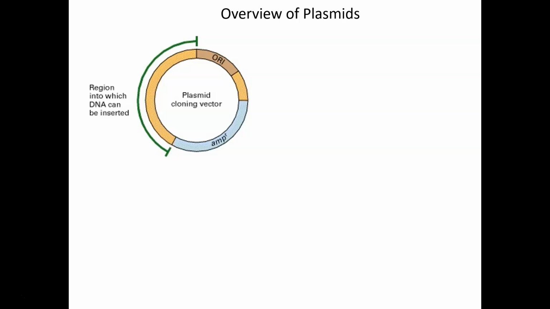Here we see the trackable marker on this plasmid is an ampicillin resistance gene. So this gene confers ampicillin resistance to the bacterial organism that carries our plasmid. So if we expose bacteria to our plasmid, some of the bacteria will absorb our plasmid and carry it.